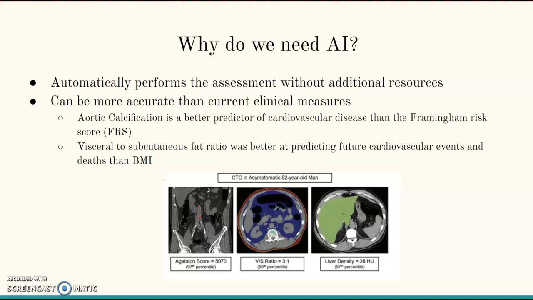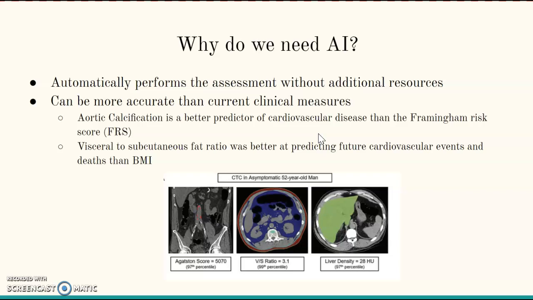For example, the aortic calcification score, which is obtained from AI measures, is a better predictor of cardiovascular disease than the Framingham risk score, which is the conventional way of measuring risk for cardiovascular disease. In addition, the visceral to subcutaneous fat ratio obtained from AI measures is better at predicting future cardiovascular events and deaths than BMI.